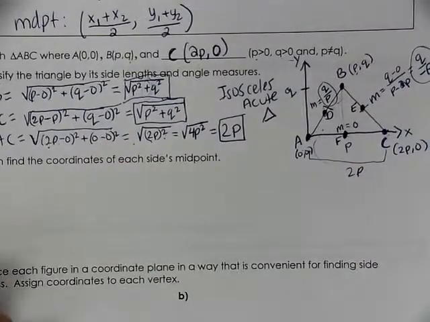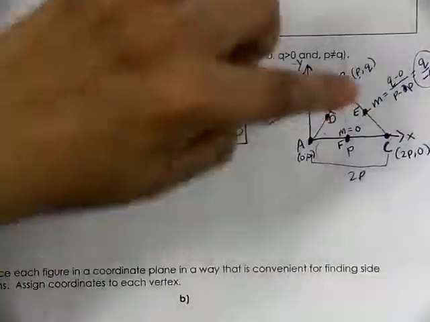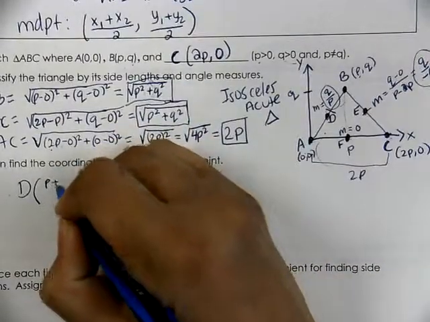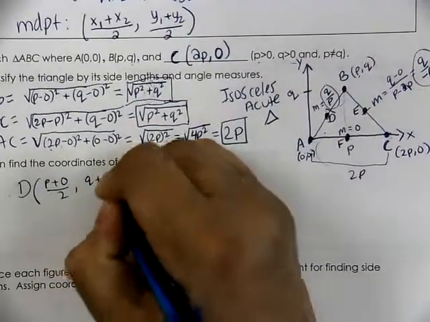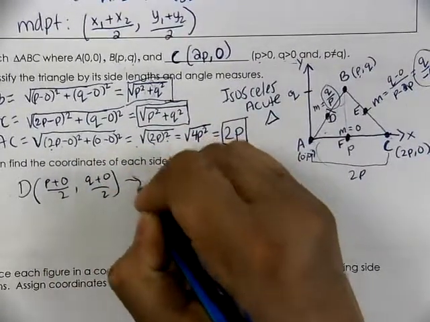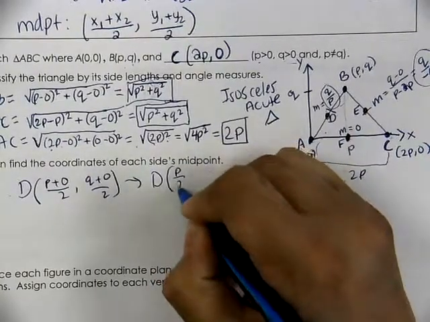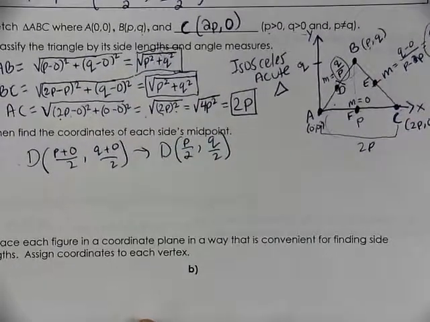So here is D. To find midpoint D, you want to add up the x's of A and B, p plus 0 over 2, and add up your y's, q plus 0 over 2. And when you write that as a simplified fraction, it's just p over 2 and q over 2, because 0 doesn't really do anything.